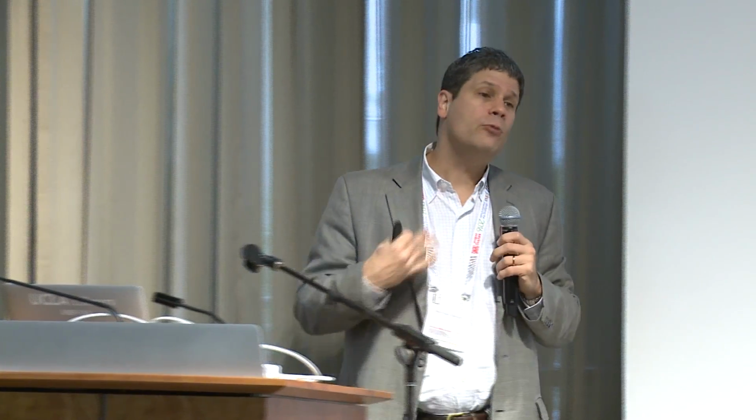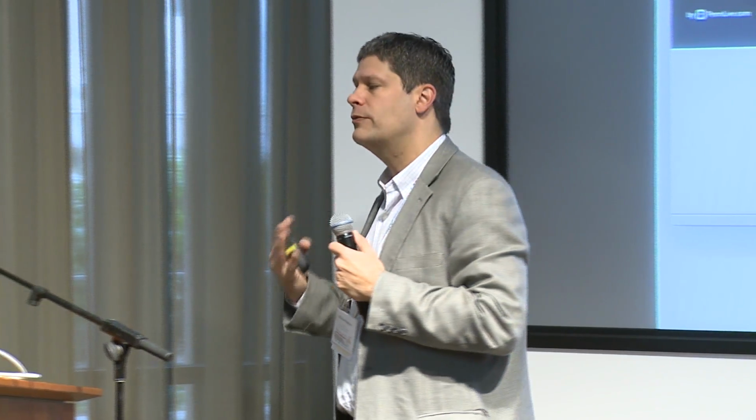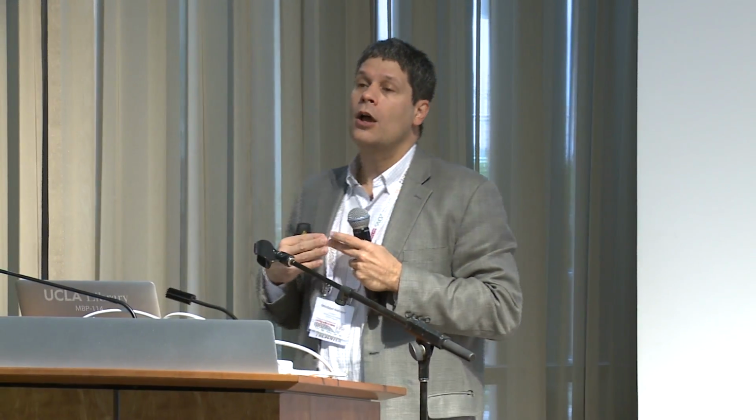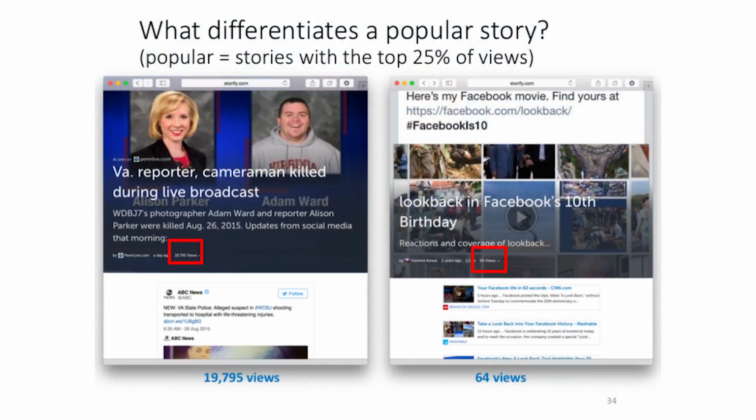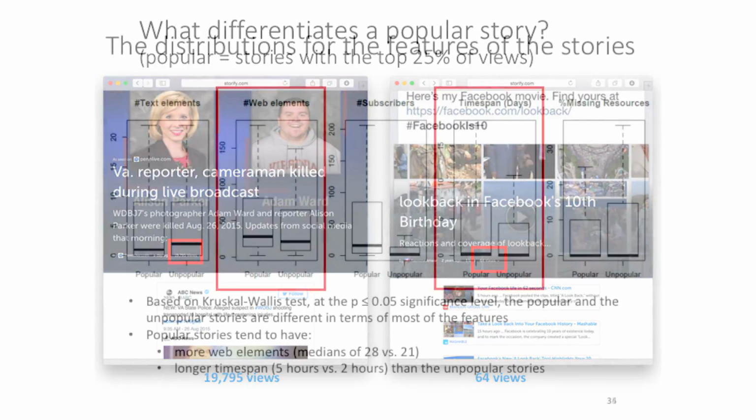All right, so then we wanted to understand what constitutes a popular story. And we defined popular stories as having views in the top 25%, normalized by the time available that it was on the web. And so this is a story about the shooting in Southwest Virginia, Roanoke or something like that. It was almost 20,000 views, and this story has 64 views. How do we tell these apart?